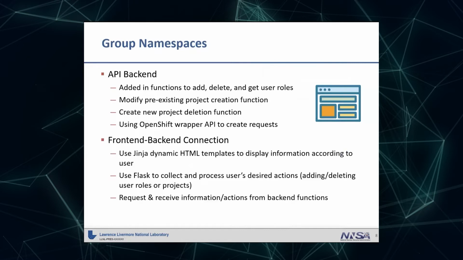To connect the front end and back end portions of this feature, we use Jinja dynamic HTML templates to display information according to the user who is logged in. We also use the Flask web framework to collect and process a user's desired actions through forms displayed on the front end. This includes data such as the type of action, the project, the user, and maybe the role that they're requesting the action for. Using this data, we can initiate action requests or receive information using the backend functions to the OpenShift API.